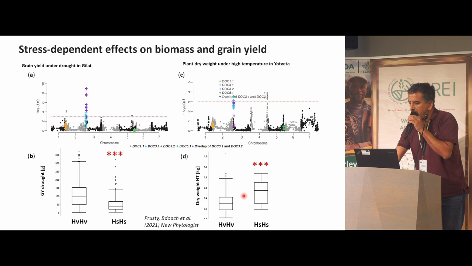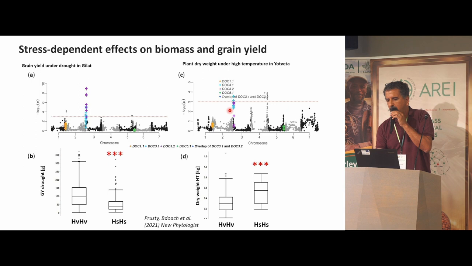Interestingly, in this same location, I'm not going to talk about it too much, there is also a QTL for circadian clock plasticity. And what you can see, the colored one, is that we have a signature of selection in the same position. But what you can see here as well, in the same locus, if you look at the wild allele compared to the cultivated allele, you see a reduction in the grain yield.